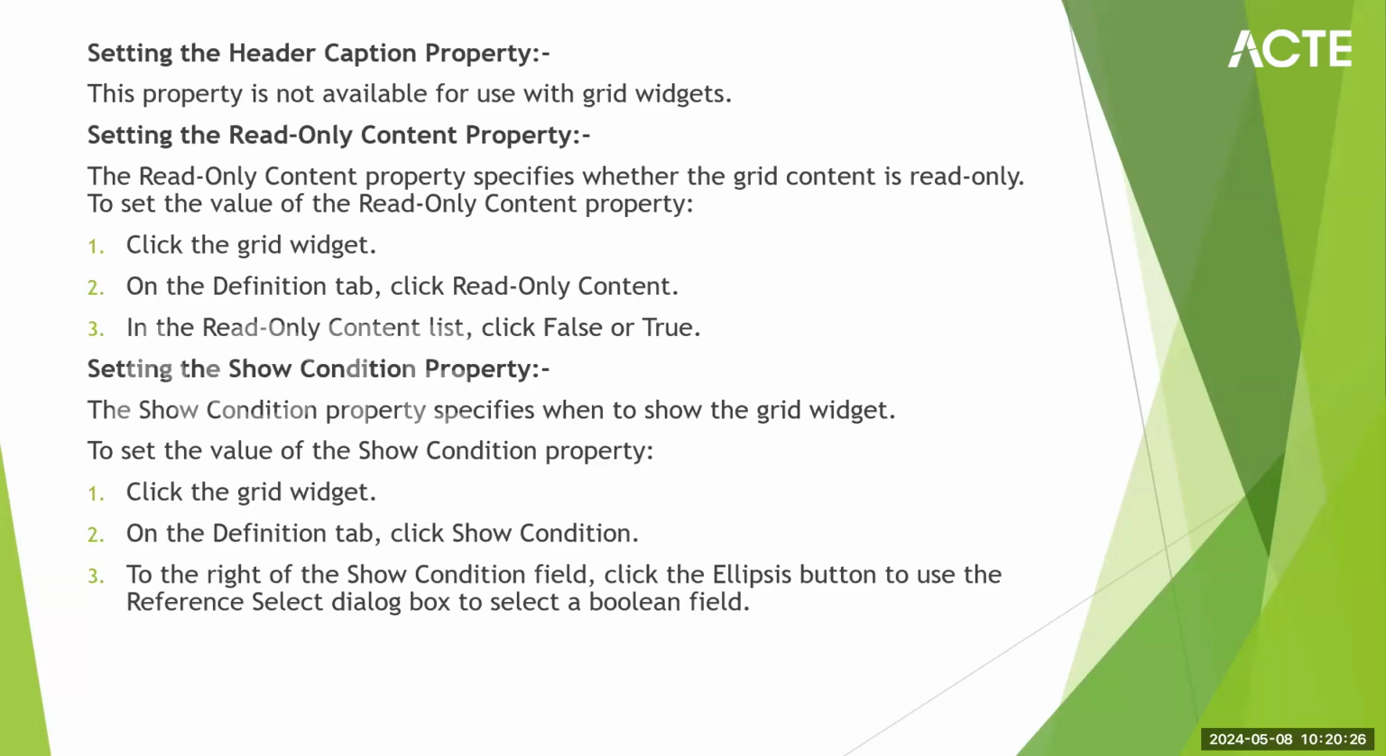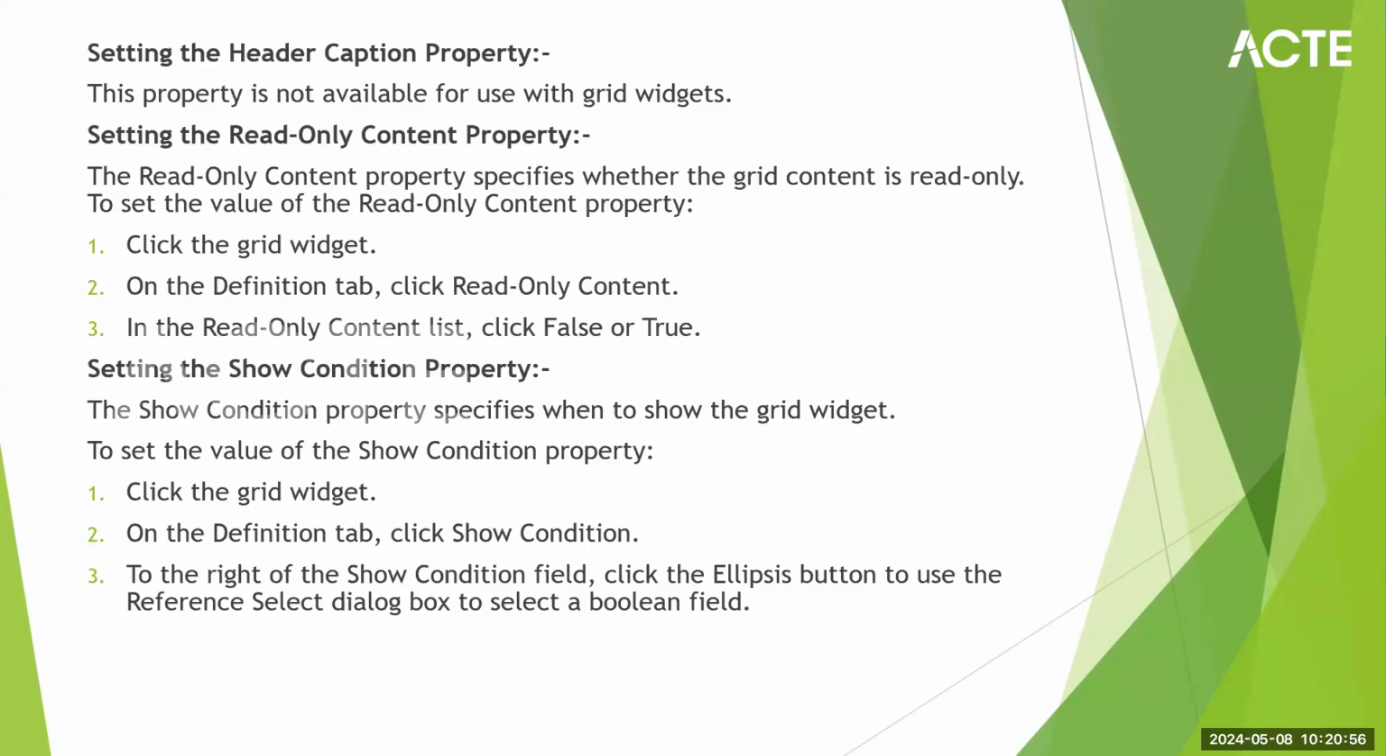Setting the show condition property. Show condition property means, if you have any condition that a particular grid wizard should be displayed on that particular screen at so-and-so time, after click of the value or after a particular state or particular effective date. If you have any kind of condition, how do you specify it? The show condition property specifies when to show the grid wizard.